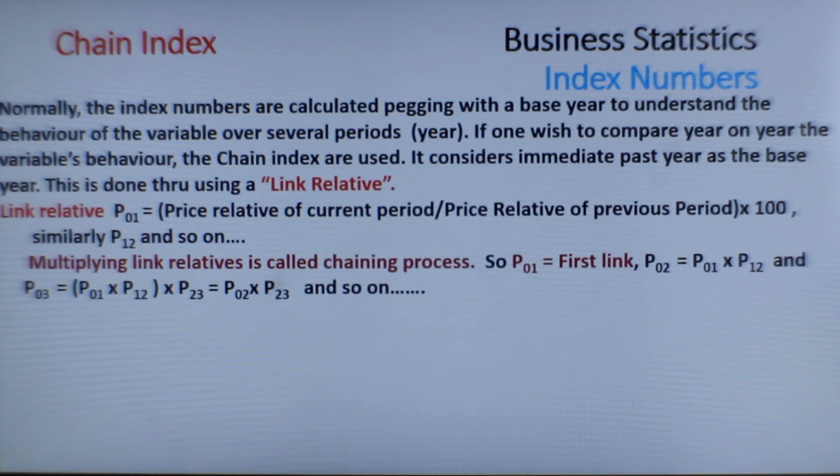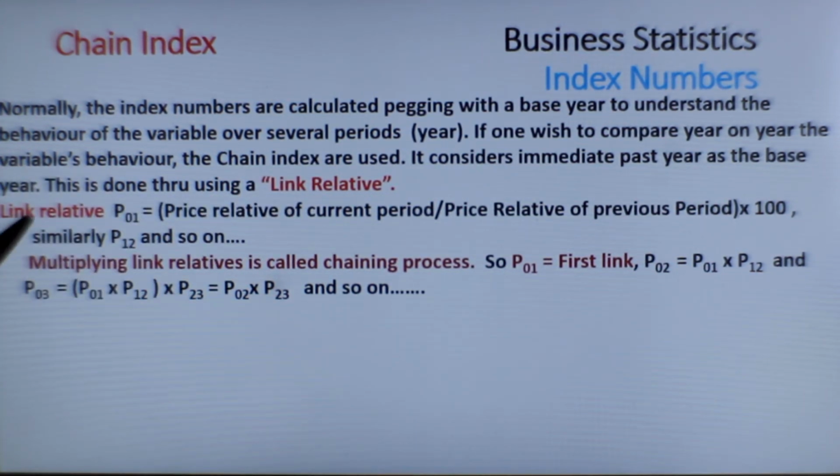As a matter of fact, you use chain index for business variables and economic parameters which are very sensitive. Okay, because based on that, if you need to do certain planning, then you should consider chain index, because year on year the variability is depicted very well. Now this considers the immediate past as the base year, and then it works on, and that is done by way of using a link relative.